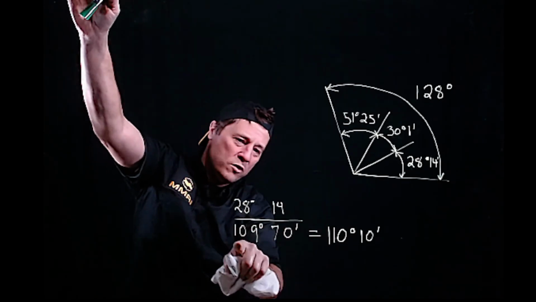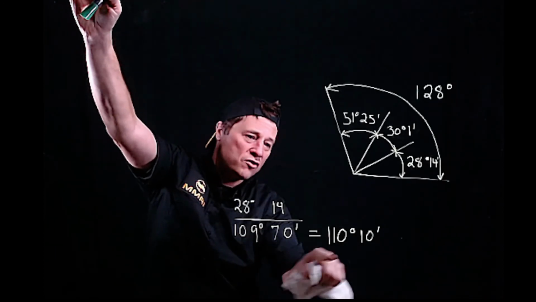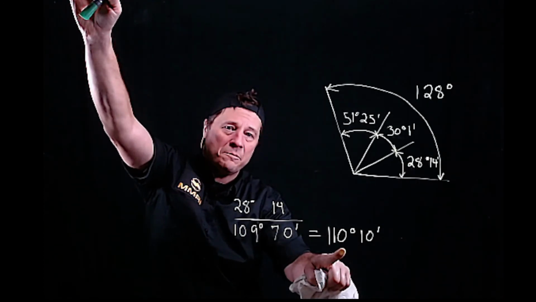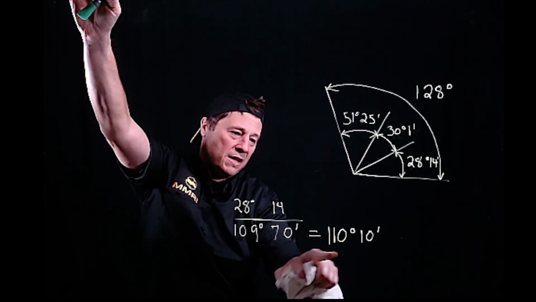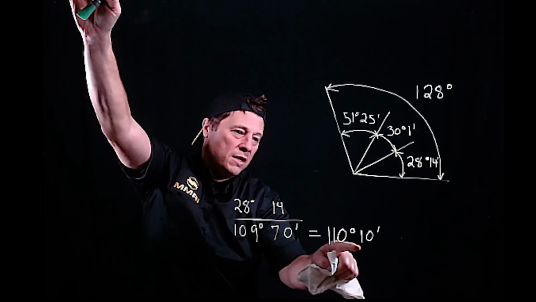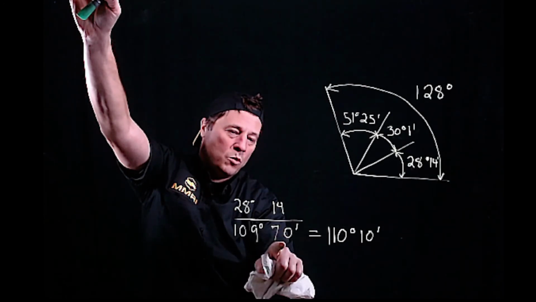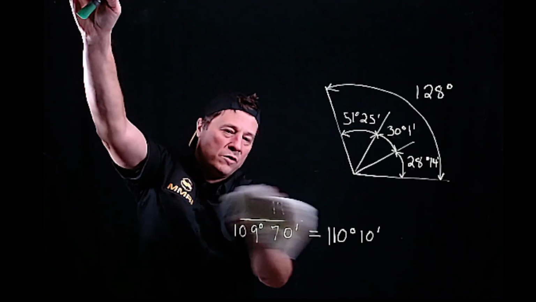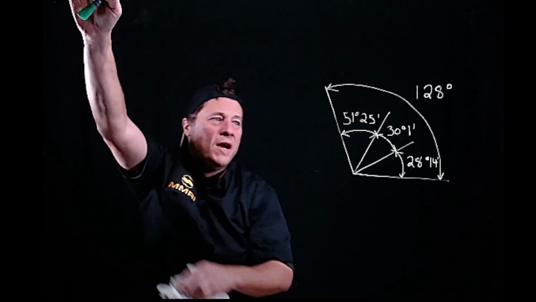We ended up with 109 degrees, 70 minutes. You can write that, but make sure that you put it in its simplest terms, right? In its lowest terms, or in its proper terms in this case, right? Its proper term is to make sure that if you've got anything above 60, you take it away from minutes and add it to your degrees, okay? For every 60 minutes you take out, you add 1 degree.